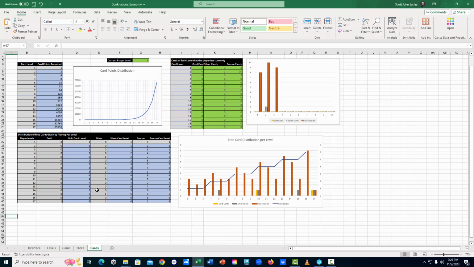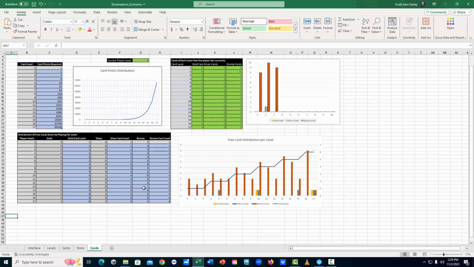At level 10, the player gets one gold card of level 4. So the gold card has card level 4 and is given at level 10. We also give one silver card of level 4 and 6 bronze cards of level 4 when the player completes the 10th level. So the distribution is like this.